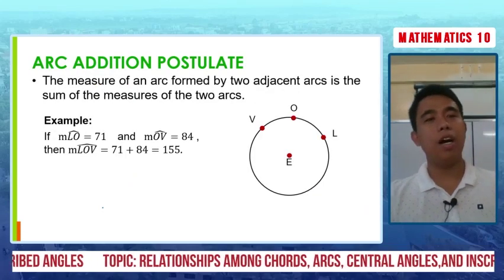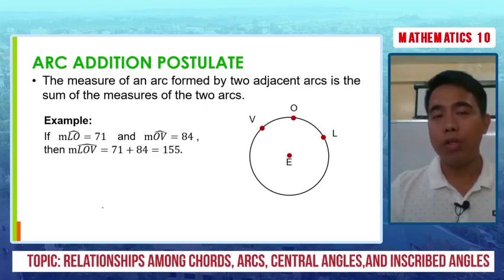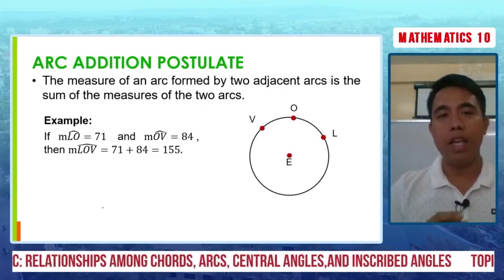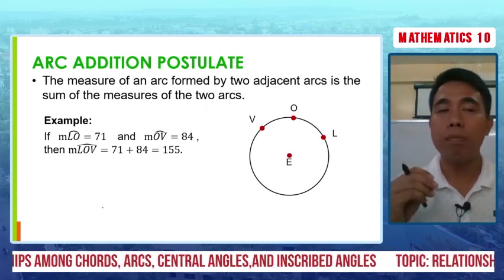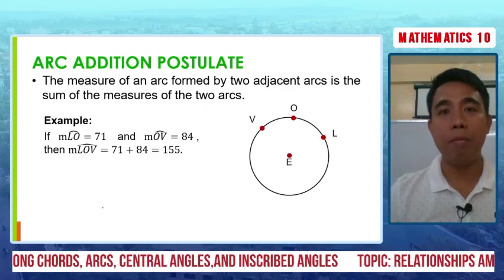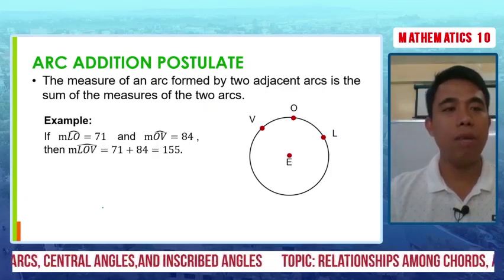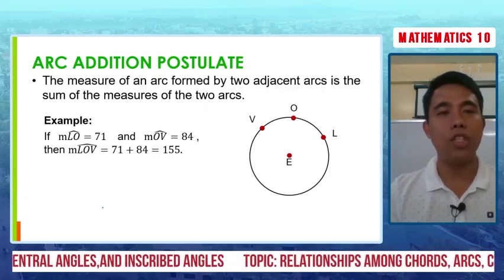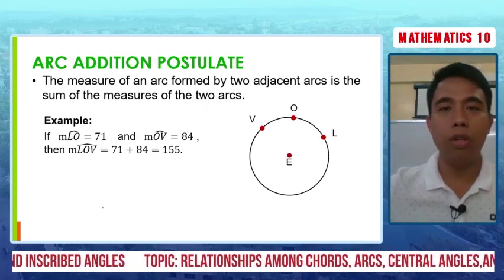Now, let's proceed sa arc addition postulate. So, kanina, theorem. Yung mga theorems, we need to prove those. Statements siya that needs to be proven. Pero, yung postulate, hindi na kailangan ng proof. Established true na siya. So, arc addition postulate: the measure of an arc formed by two adjacent arcs is the sum of the measures of the two arcs.